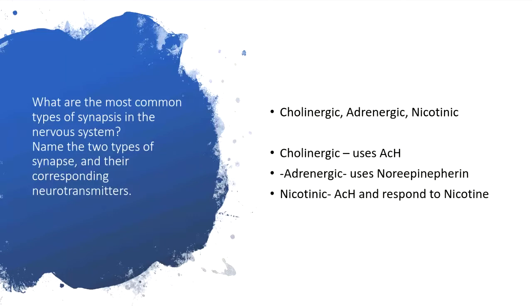All right, almost done here, guys. What are the most common types of synapses in the nervous system? Okay, we have cholinergic, adrenergic, and nicotinic. The two types of synapses and their corresponding neurotransmitters, I just gave you all three. So cholinergic uses acetylcholine. Adrenergic, think of adrenaline, but it uses norepinephrine, not epinephrine, okay? And then nicotinic also uses acetylcholine, but it also responds to the drug nicotine.